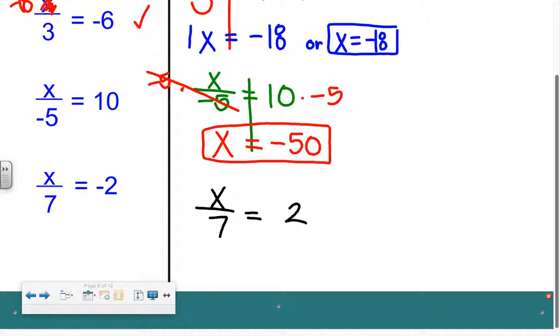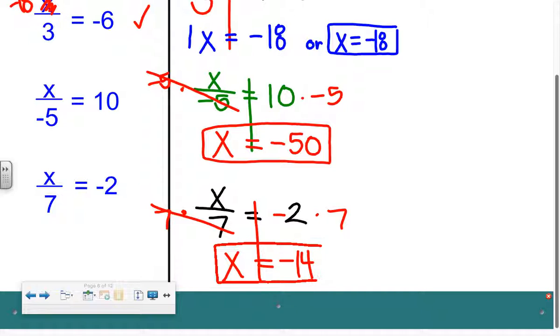Divided by 7, the opposite of dividing is multiplying, so times both sides by 7. These 7s will cancel, and I've got x equals negative 2 times 7, which is negative 14. You can check your answer on every single one of these problems, and you'll notice I only checked the first one on both slides. But you can plug your answer back in for x in the original problem on every single one to make sure you got it right.